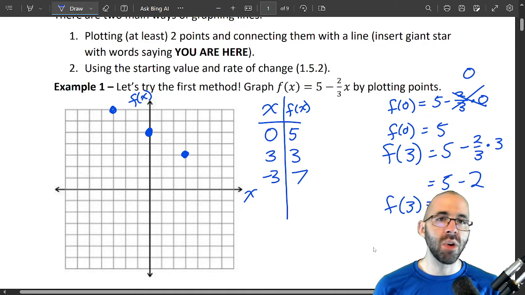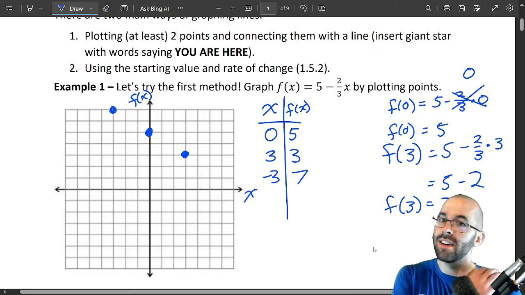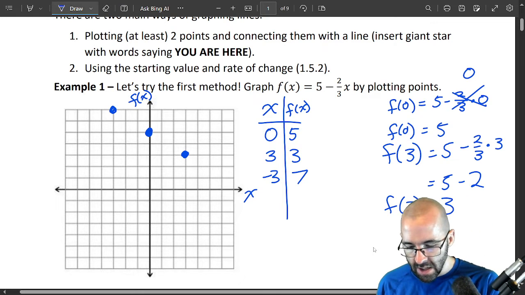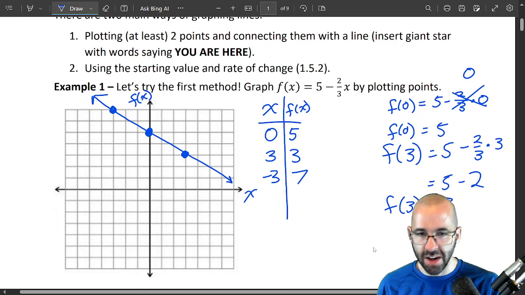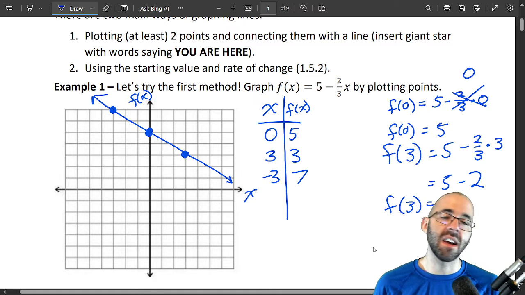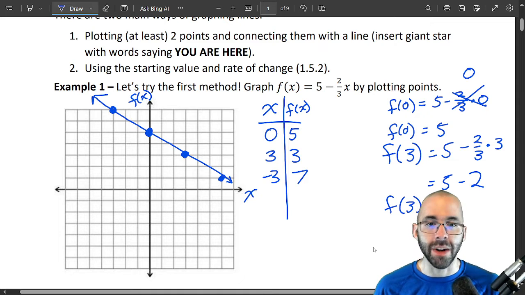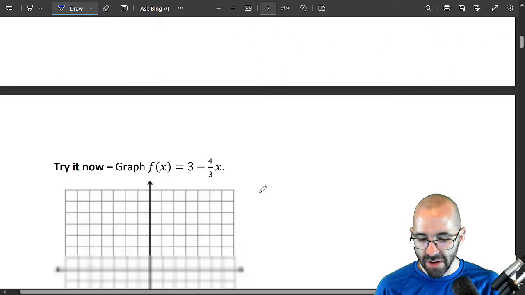You only need 2 points for a line, but it's a really good idea to do 3 because then you can really make sure that all 3 are on the line. Now we'll connect these by drawing a line. Try to draw it mostly straight. Mine's not perfectly straight. Yours doesn't have to be perfectly straight either, just straight enough. It should actually go through here. So I missed it a little bit, but that's okay. That's the first example. Let me know if you have any questions.